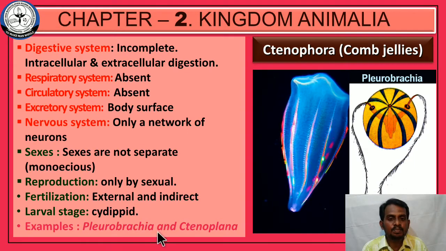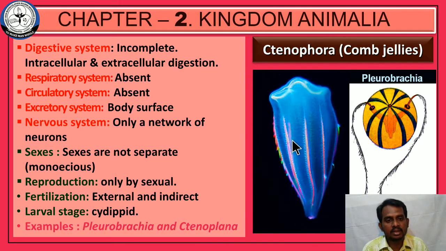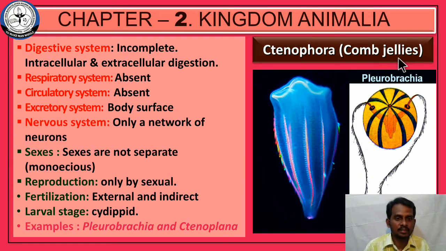An example is Pleurobrachia and Ctenoplana. This is a structure of Pleurobrachia and this is a structure of Ctenoplana. These are the 2 examples for Ctenophora. Okay, next we go for the mnemonics for this phylum.